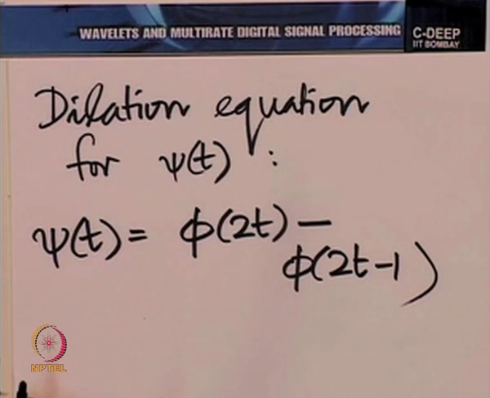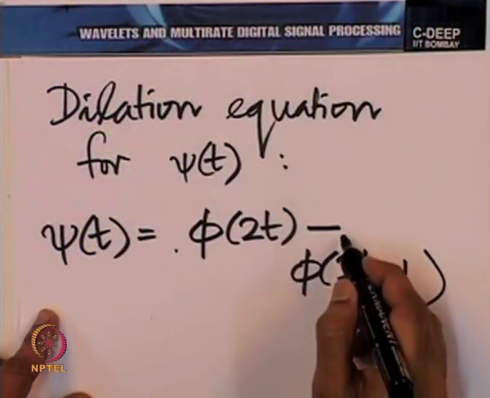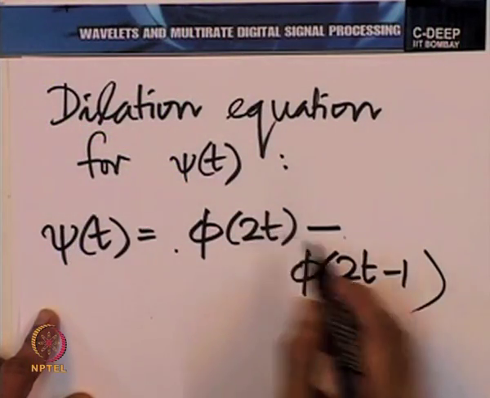And once again, let us put down the coefficients of this dilation equation as we did previously. The coefficients again would be the coefficients involved in expanding in terms of phi 2t minus n. As I can see from this dilation equation, the coefficients are 1 and minus 1 respectively at 0 and 1. So, I put that down.